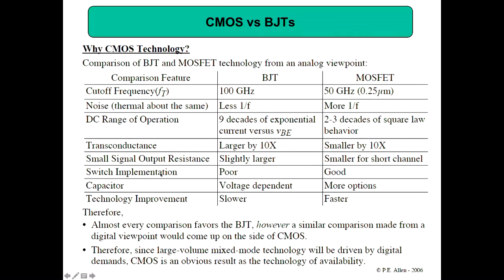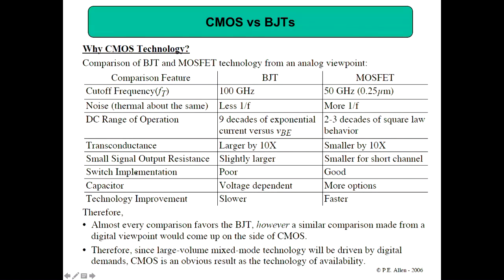Switch implementation: BJT is very poor, MOSFET is good. Capacitor: voltage dependent, more options. Technology improvement: slower for BJT, faster for MOS. See, these are the only features: switch implementation, poor versus good, and technology improvement, slower versus faster. These are the two main factors that decided MOS will be ruling the electronics world.